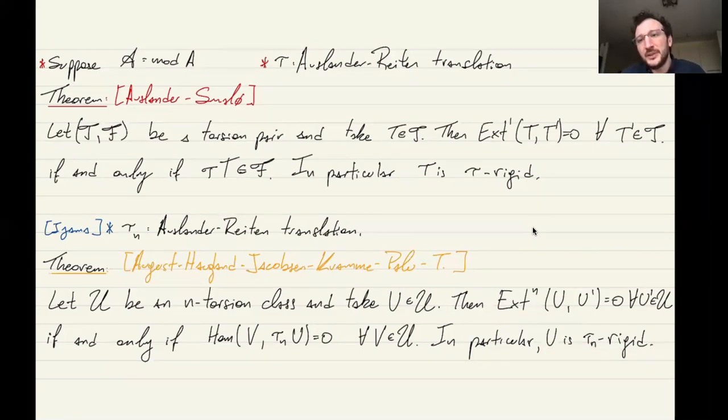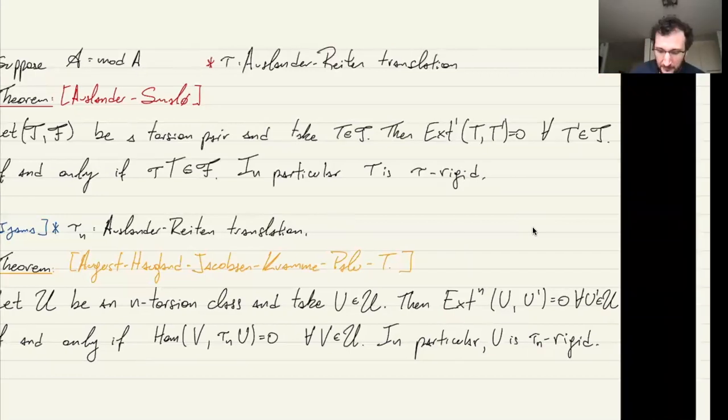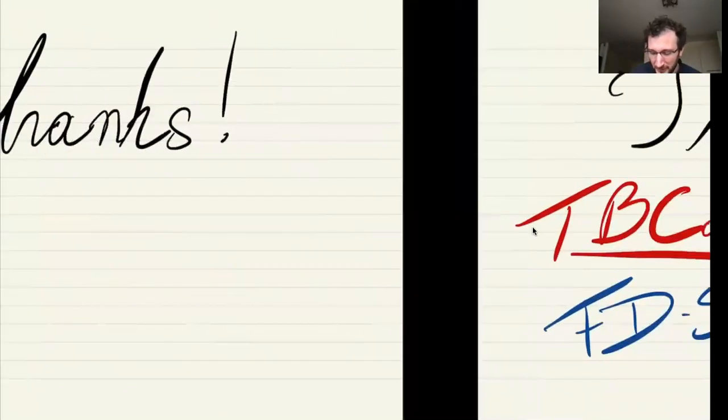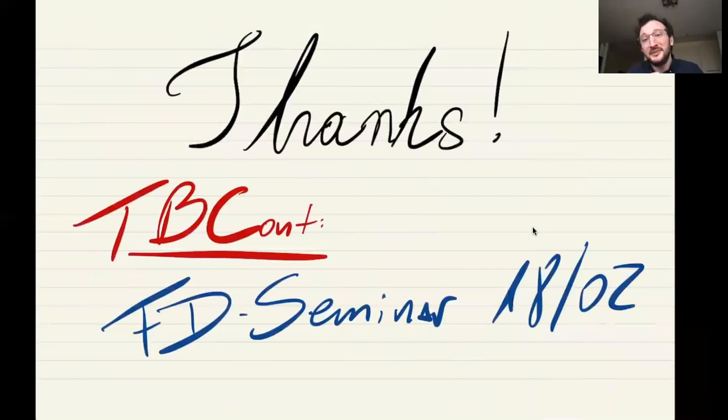And starting from that point, we were able to show several things about tau_n-tilting theory, if you wish. But this is all that I have to say for today. And if you want to hear more about this, please come to the FD seminar on the 18th of February, in which I will be giving more details and more results about these works. Thank you very much.